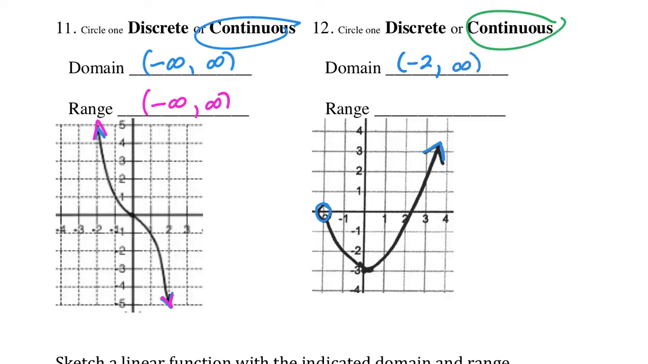In the y direction for the range, the lowest point on the graph is down here. The y value here is -3, and it's a bracket because the graph does pass through that point. The highest point on the graph is this up arrow, which is infinity.